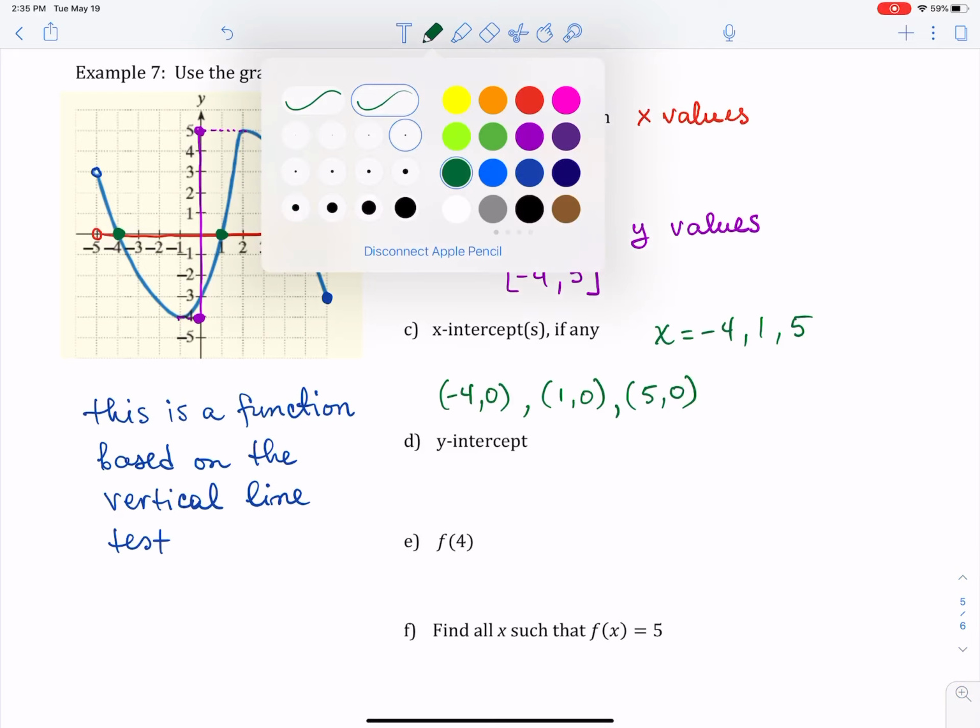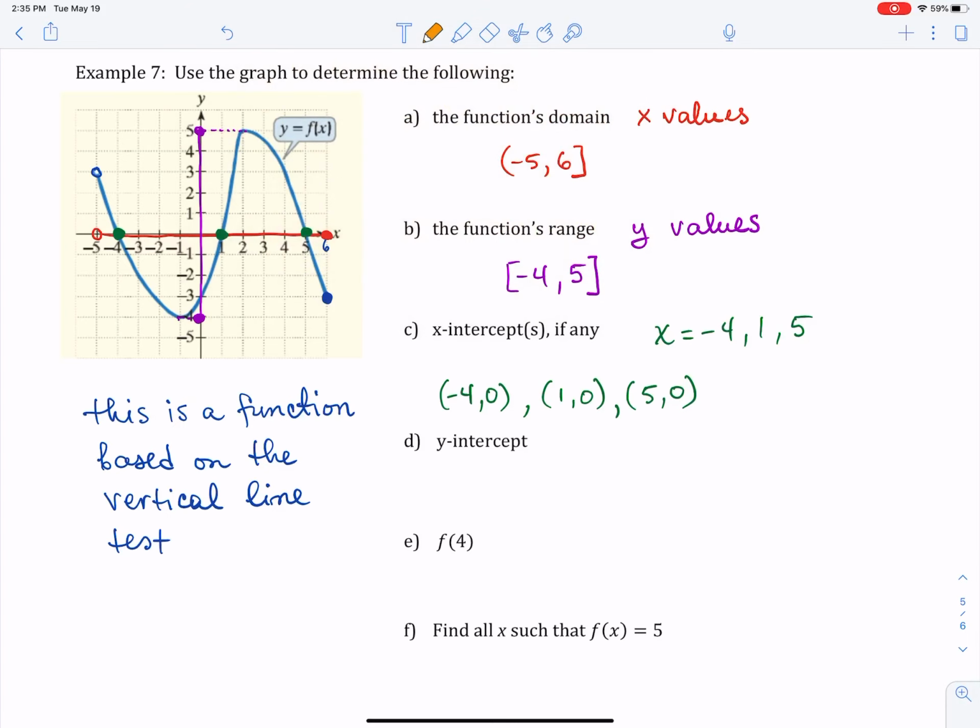To find the y-intercept, I'm going to look at the y-axis. Where is this graph crossing the y-axis? Well, it crosses it only this one time, at -3. So for y is equal to -3, that's the y-intercept, which written in point notation is going to be (0, -3). The y value is -3.